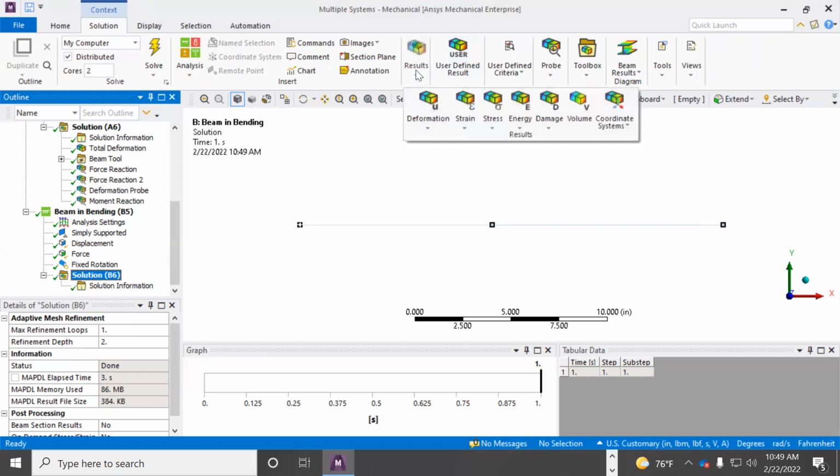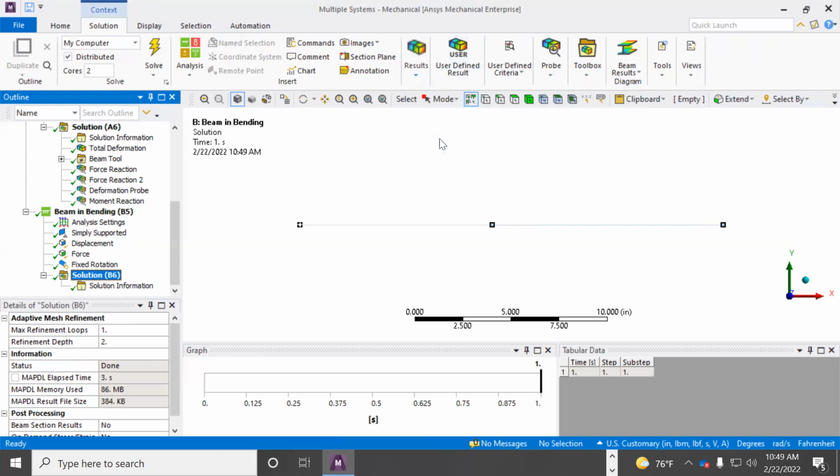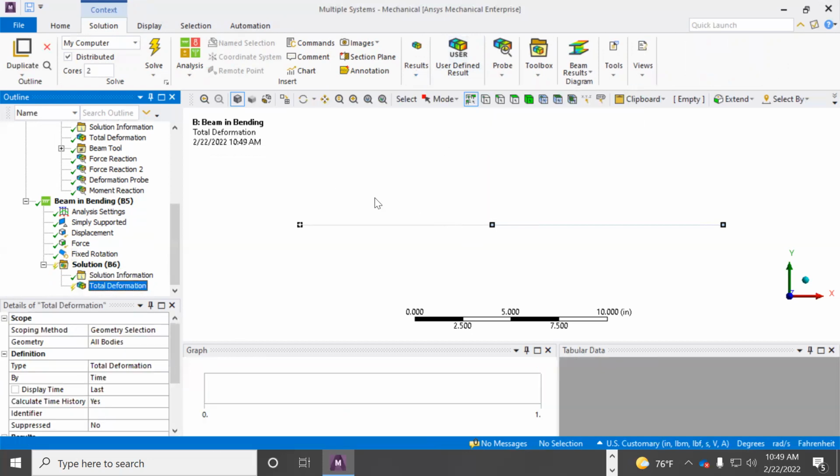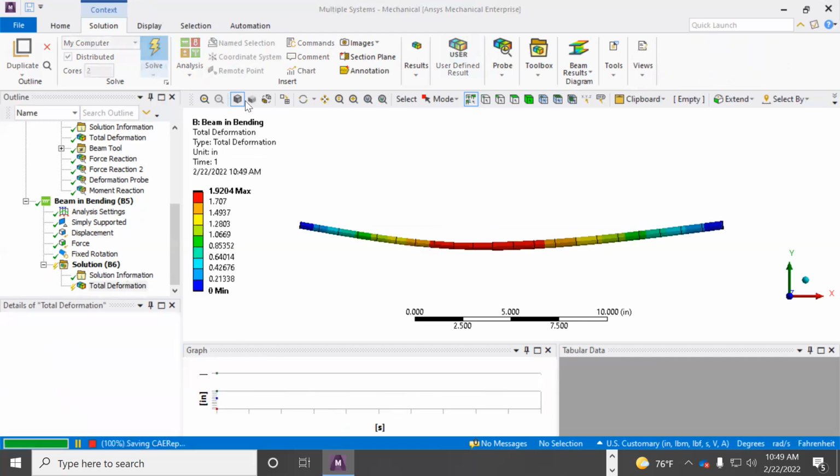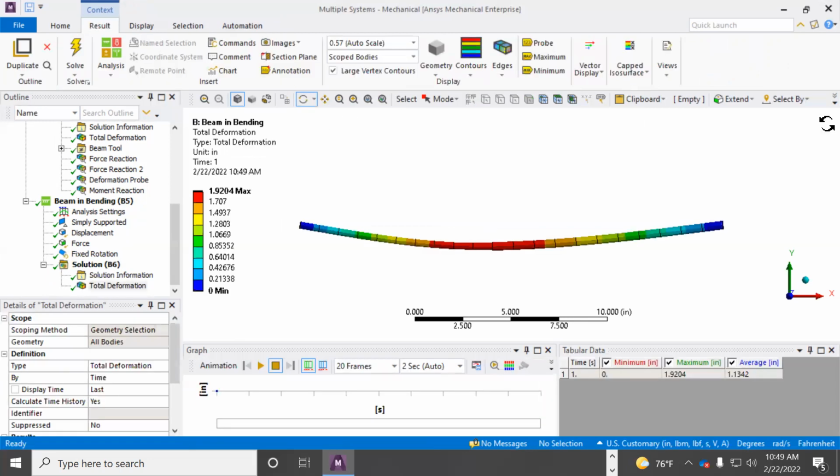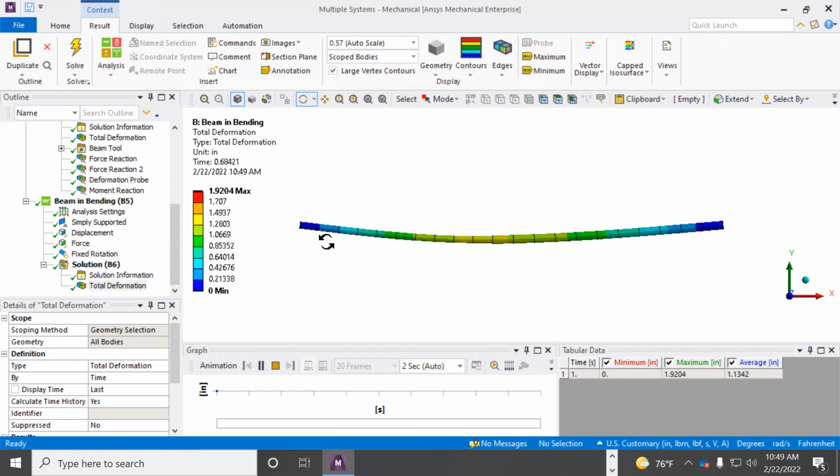The first thing I like to look at, again, is deformation. Total deformation is fine. So I'm going to solve here for deformation and look at what our beam is doing. Is this what we expected? I can even play the animation. As the beam gets loaded, it's going in bending.